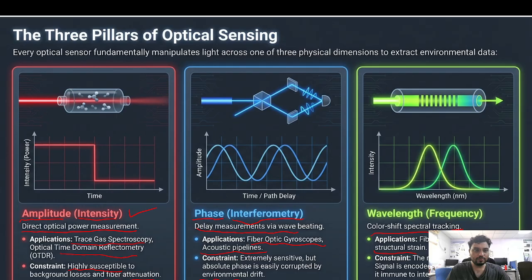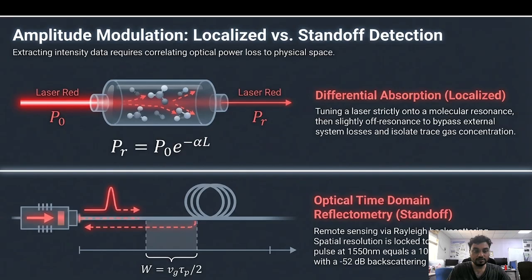One by one we'll move from amplitude to wavelength modulation. The first one is amplitude modulation. There are two things: localized versus standoff detection, and these detections can vary. A laser is useful for extracting intensity data, and it requires correlating optical power loss to physical space.